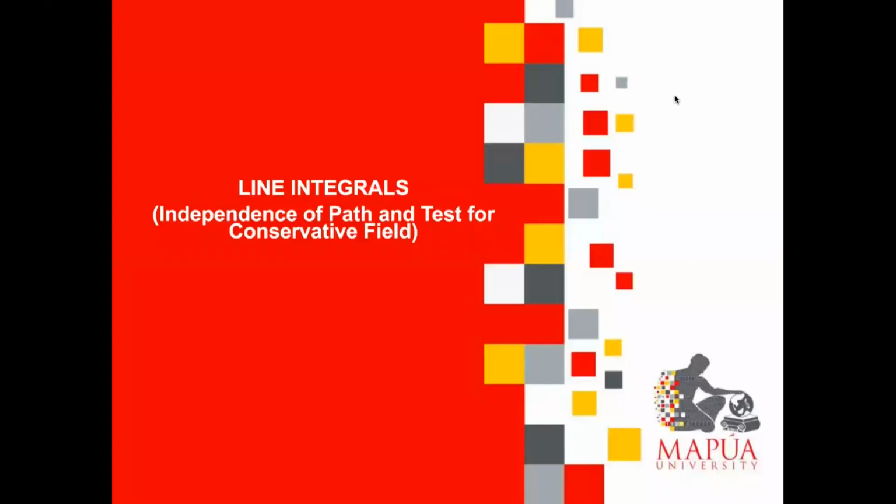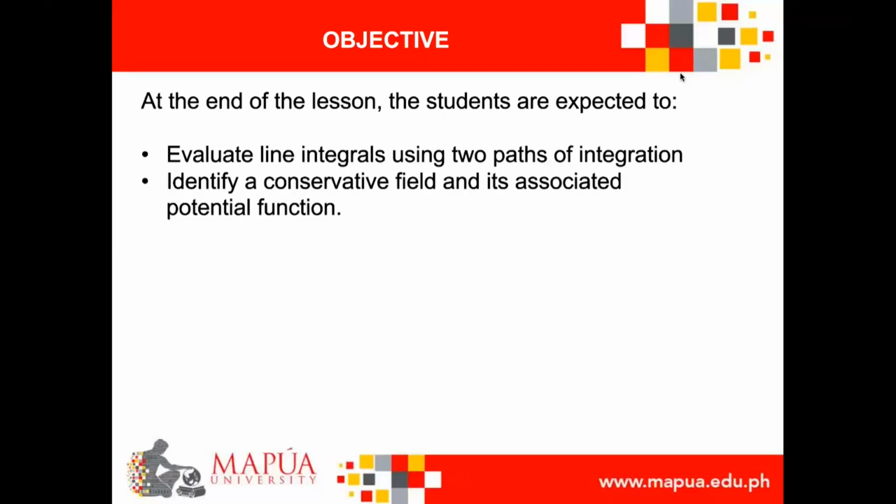Good day. This lesson is the fourth part of line integrals. It is about the independence of path and test for conservative field. Here are the objectives of this lesson. At the end of this lesson, you are expected to evaluate line integrals using two paths of integration and identify a conservative field and its associated potential function.